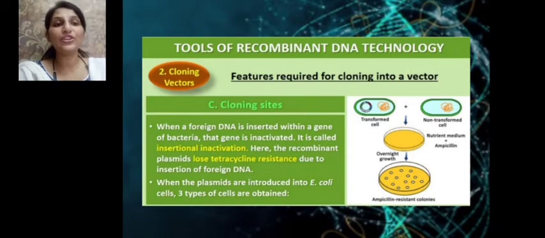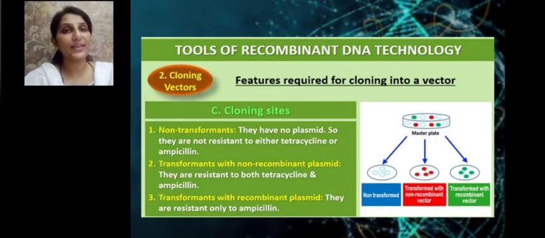When the plasmids are introduced into E. coli cells, three types of cells are obtained. The first type is non-transformants. That means they have no plasmid at all. They have not undergone any transformation because no DNA has been inserted into the host cell, so they are called non-transformants. They have no plasmid, so they are not resistant to either tetracycline or ampicillin, because the tetracycline resistance and ampicillin resistance genes are present in the plasmid. So if they have not received the plasmid, they are not resistant to either tetracycline or ampicillin. That's the first type of cell, the non-transformants.